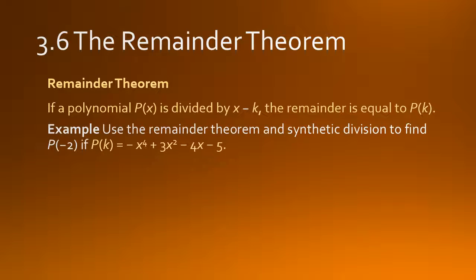In other words, we're going to use the remainder theorem in synthetic division to find p of negative 2 if p of x is negative x to the fourth plus 3x squared minus 4x minus 5. Now, one thing you can do is put the negative 2 in for x and solve, but we're going to use the remainder theorem. We're actually going to divide the polynomial by negative 2 using synthetic division, and the remainder is our answer. You can do it both ways and verify that it works. Pause the recording, give this a try, and resume the recording to check your answer.